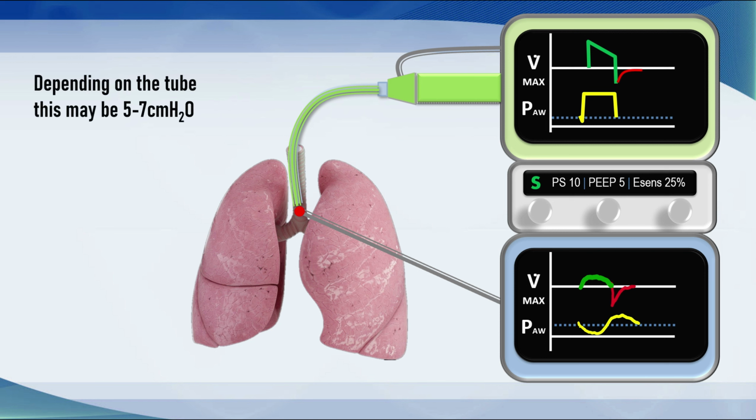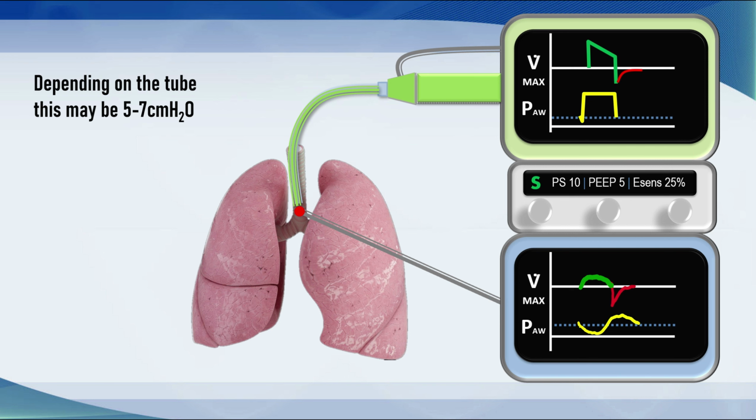Depending on the tube, this may be 5 to 7 centimeters of water, and it's caused by tube resistance principally. That tube resistance is factored into the length of the tube, the flow, the pressure gradient on either side of the tube, and of course the radius of the tube.